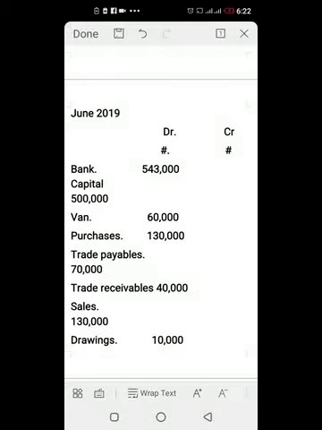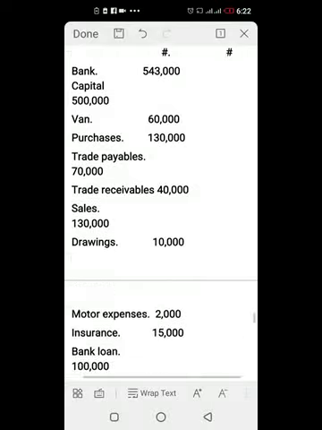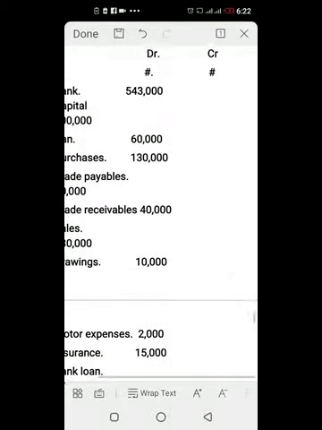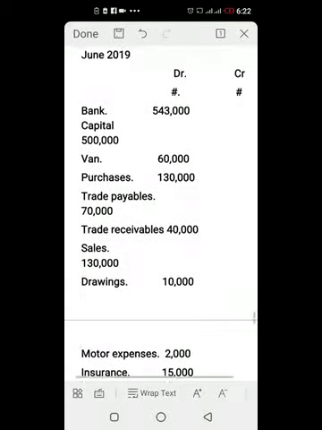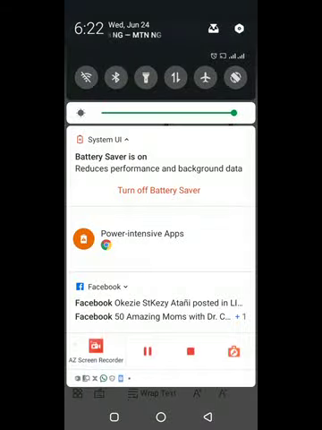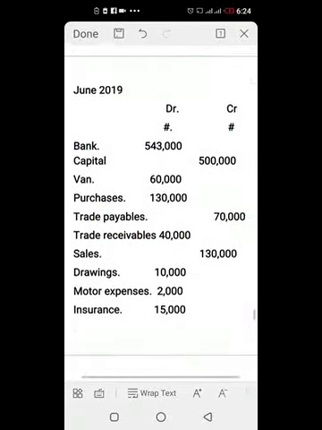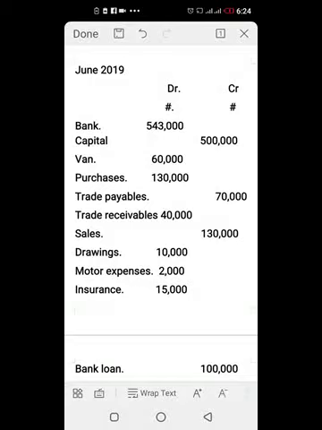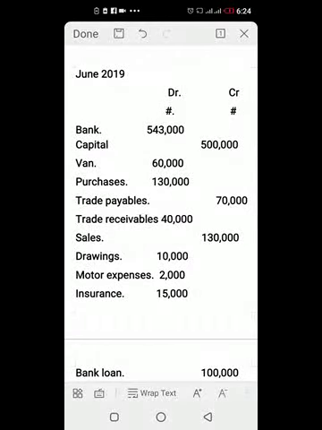Now, that will take us to what? Trial balance. In the trial balance, we're going to divide into two: credit and debit side. Now, why divide into two: credit and debit side? In the trial balance, we'll put the accounts in their various sides, if it's debit or credit.